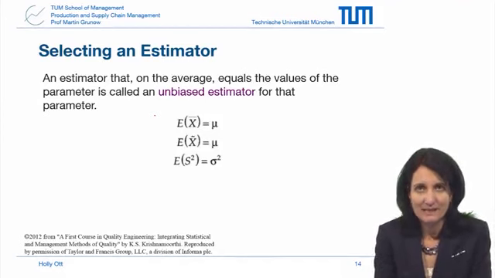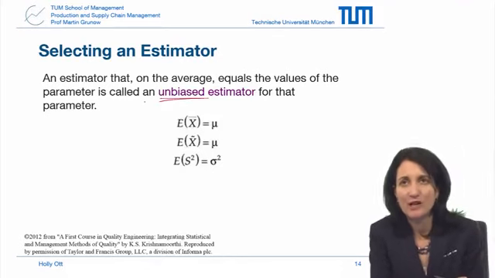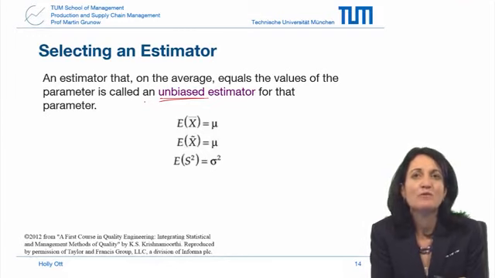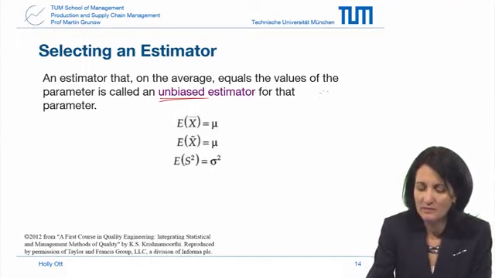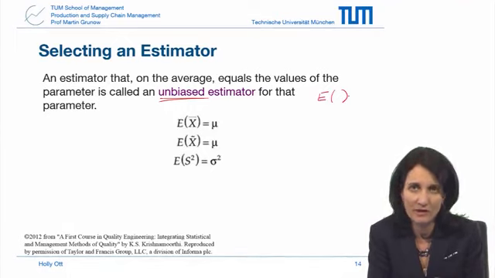Being unbiased is one of the very desirable properties of an estimator. And an estimator is said to be unbiased if its expected value, which means the average value over many samples, equals the parameter being estimated. And here we're using the notation E with brackets to denote the expected value or the long-run average value of a random variable.